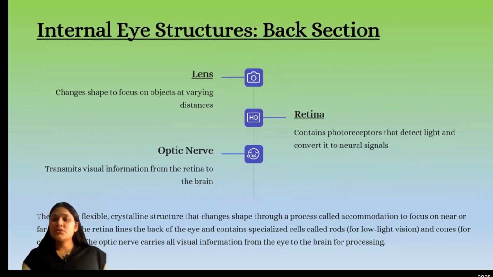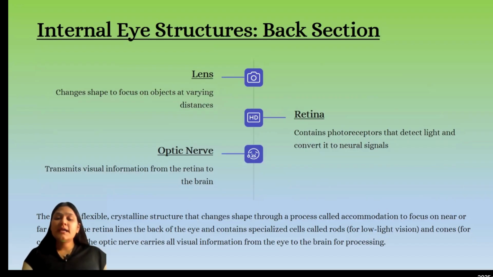Next, the internal eye structures of the back section. The back section also involves three parts: lens, retina, optic nerve. You all know that the lens plays a crucial role in bringing the light rays onto the retina while accommodating, to have a clear image perception on the retina. The lens changes its shape, which is known as accommodation, while focusing on objects at varying distances, whether near or far. So the lens has an accommodation process.